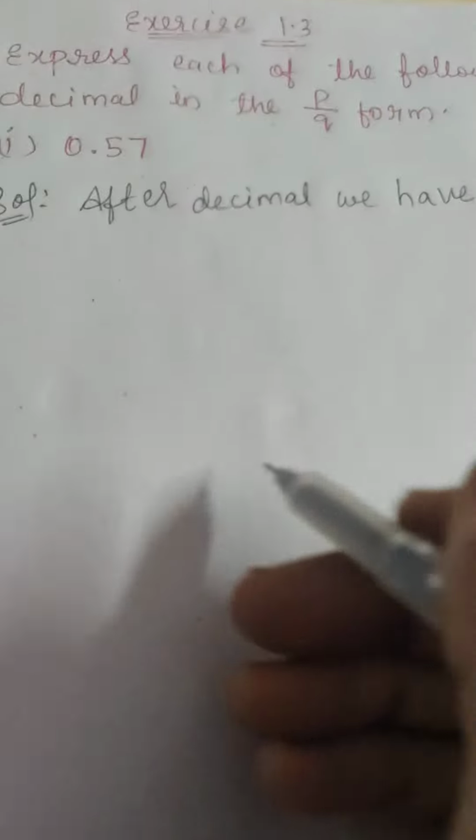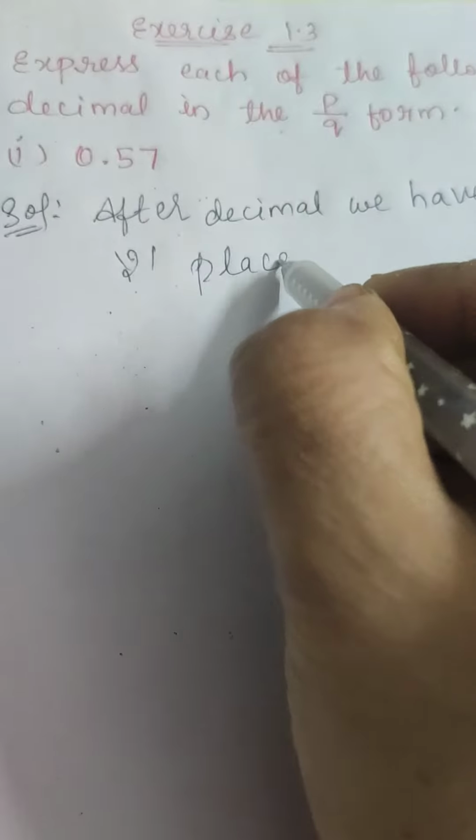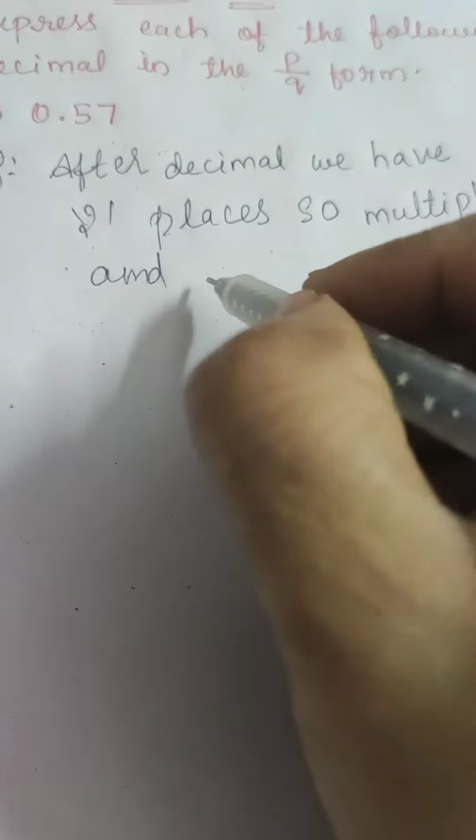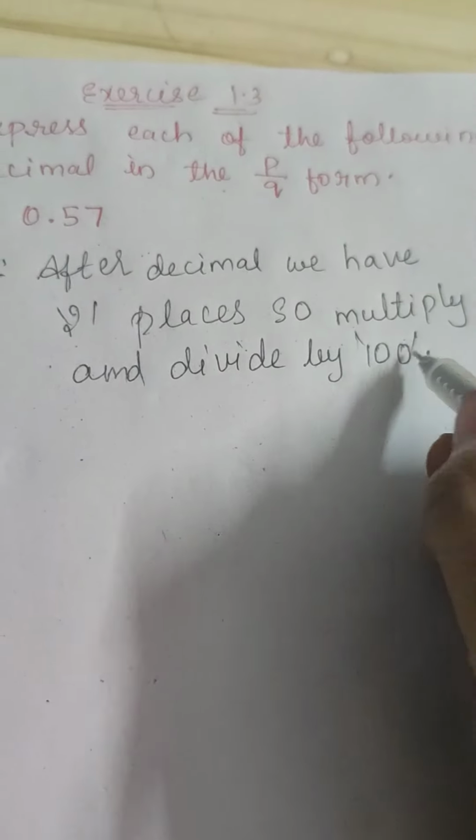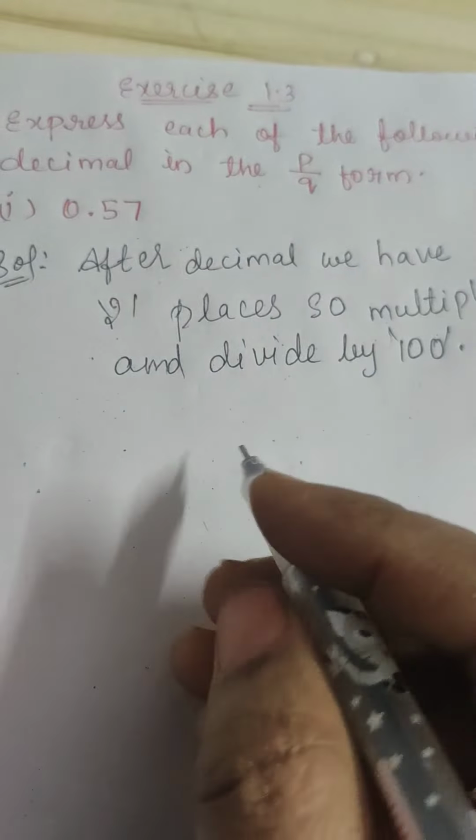After the decimal we have 2 places. So we should multiply and divide by 100. If we have only one value after the decimal, then we should multiply and divide by 10. That is the way we can convert a decimal to rational form.